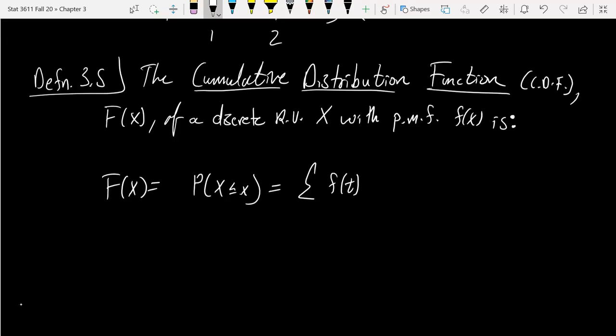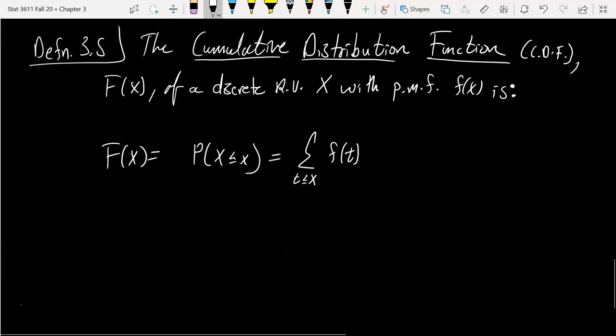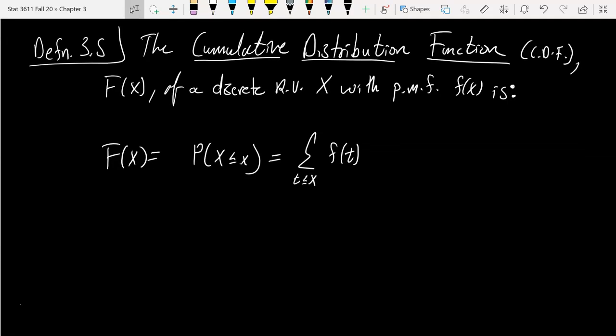We have our summation notation here. So this is going to be adding up all the PMF values where t is less than or equal to x, okay? And I know a lot of people tend to get fuzzy with this summation notation because for whatever reason they never got that down quite concretely. So we'll take a look at that in this example.